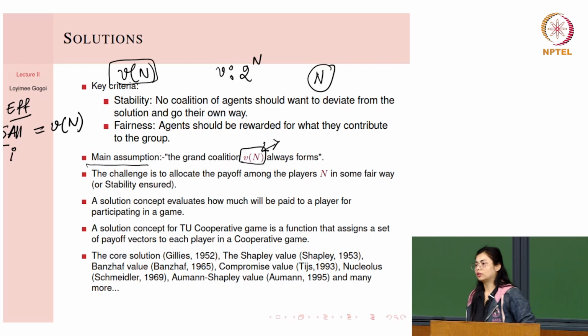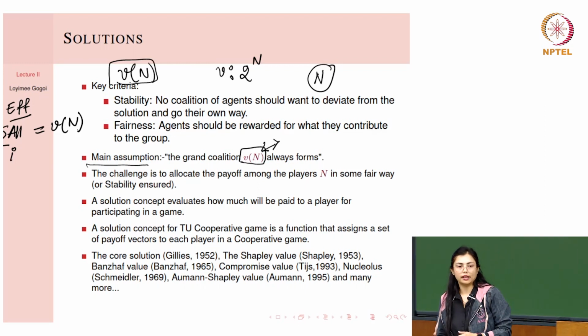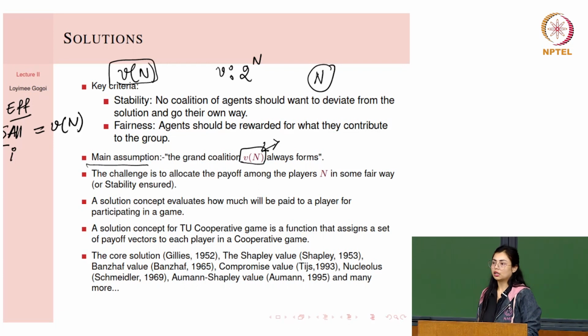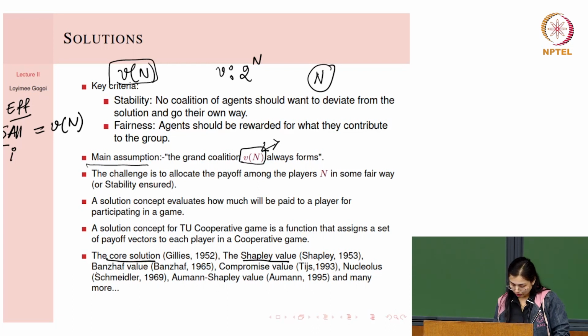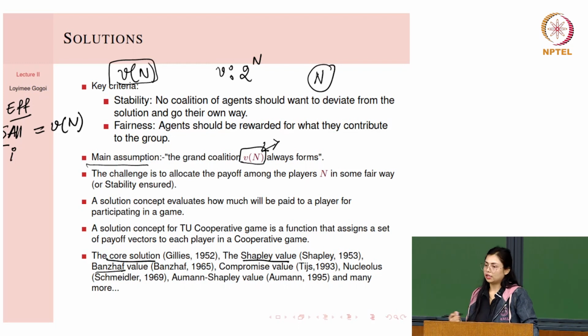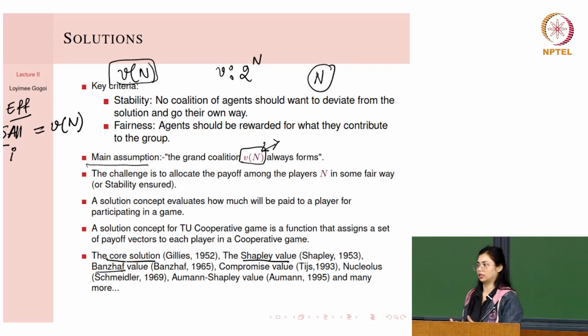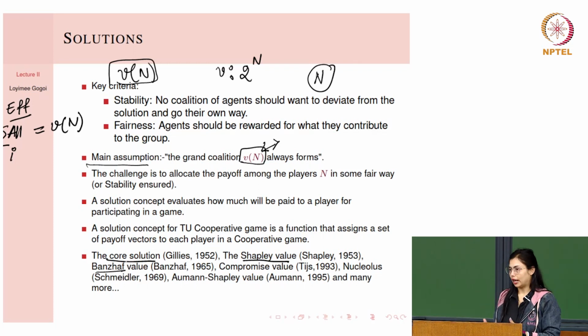So there are a lot of allocation rules that were introduced in cooperative game theory. One is the Shapley value, which has a huge number of applications, then the core solution, the Banzhaf value, and many more. Here I am going to discuss four types of solution: first, the core solution, the Shapley value, the Banzhaf value, and equal division or egalitarian. These are the four allocation rules that I want to discuss.